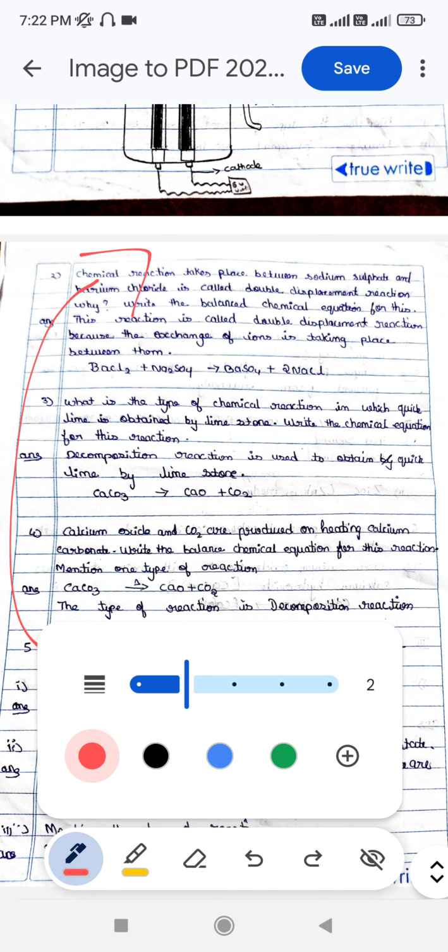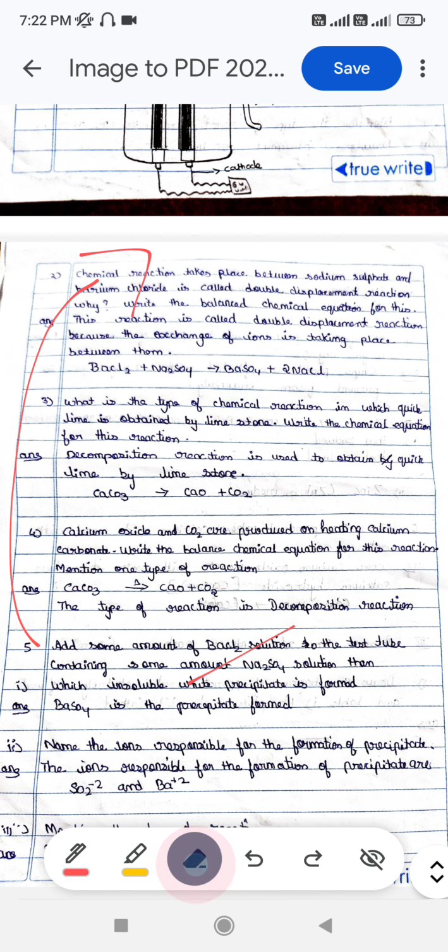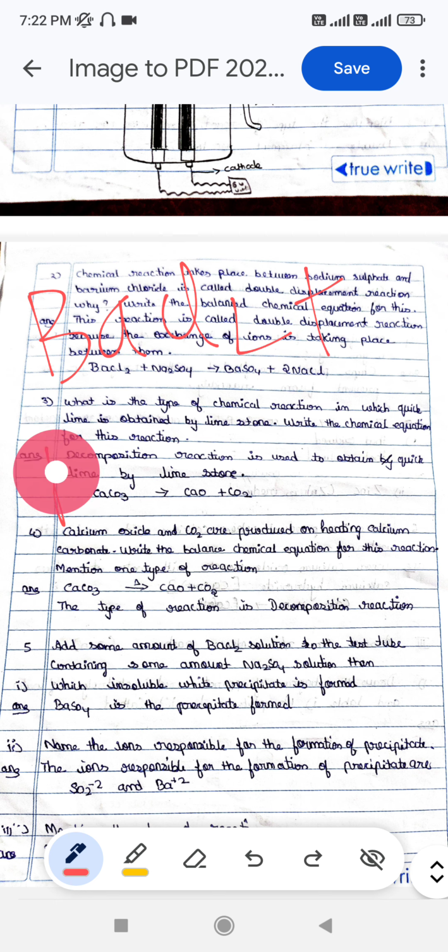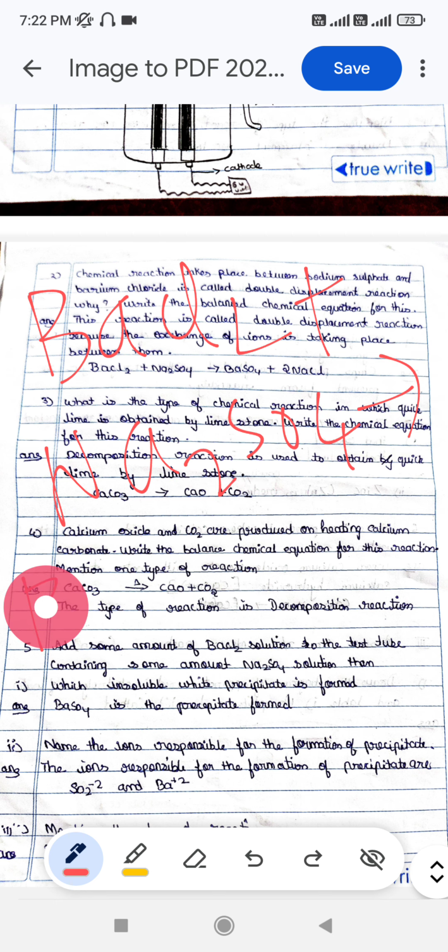We already discussed it in the second question. First, we will write the chemical reaction. Barium chloride plus Na2SO4, sodium sulfate. When these two react, what will form? Barium sulfate. This downward arrow mark indicates what? An insoluble substance formed in the reaction, that is a precipitate.